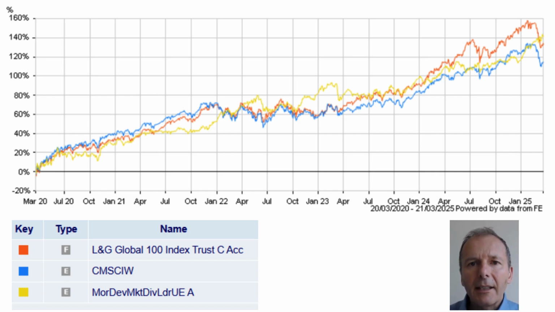Over the last 5 years, the size factor has been able to beat a global tracker, and this is shown by the L&G Global 100 in orange, beating the global tracker in blue. But recently, the VanEck Morningstar Developed Markets Dividend Leaders ETF has been able to beat both the Global 100 and a global tracker, which is seen by the yellow line that is the top ranked fund in terms of performance if you look at the top right of the screen.